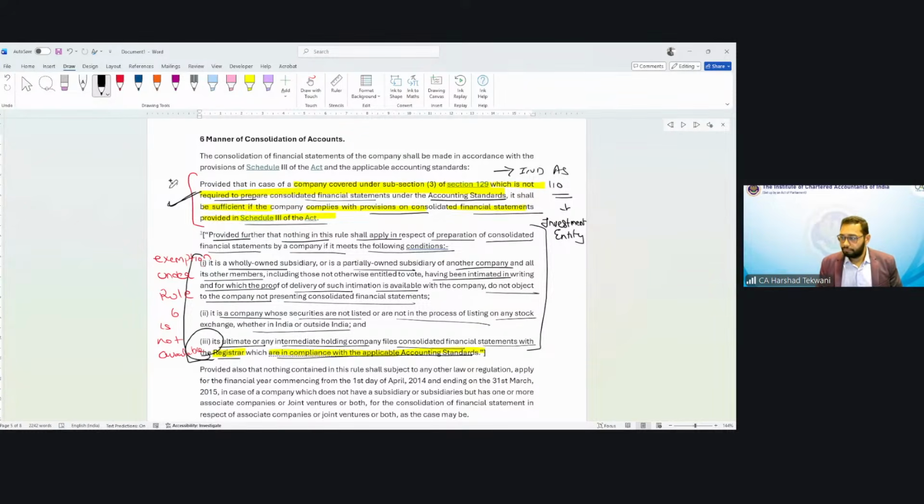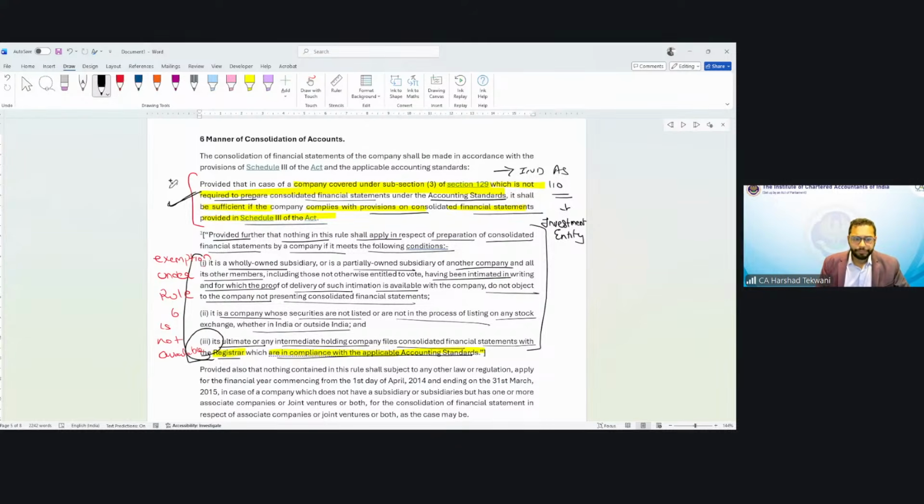Yes, sir. Thank you. Clear? Yes, sir. Yes, sir. Fine, sir. Section 133 only is given the power for Ind AS. Yes. Any doubt? Any doubt? Okay. If no doubts, then let me take up one more question on this particular topic itself.